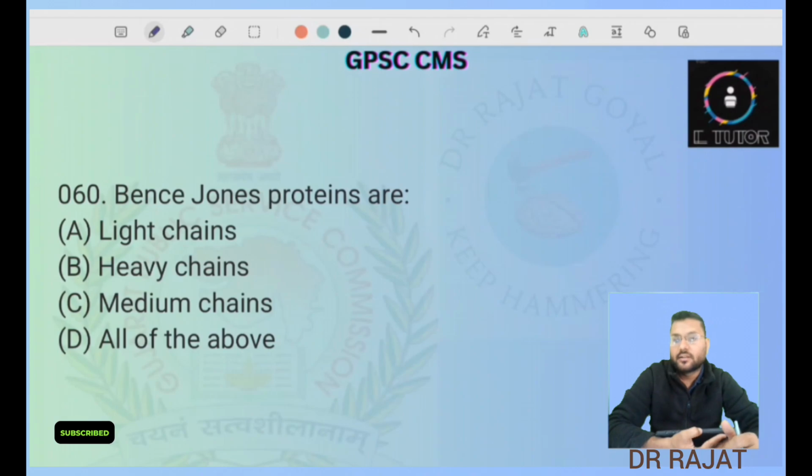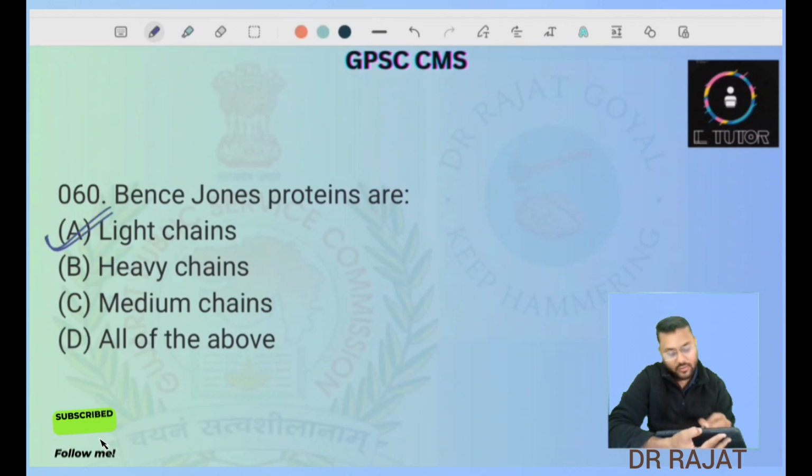Bence Jones proteins are? Bence Jones proteins are mainly the light chains which are seen in cases of multiple myeloma.